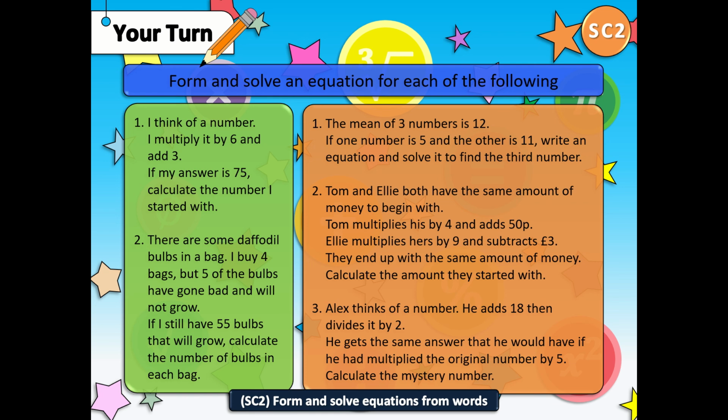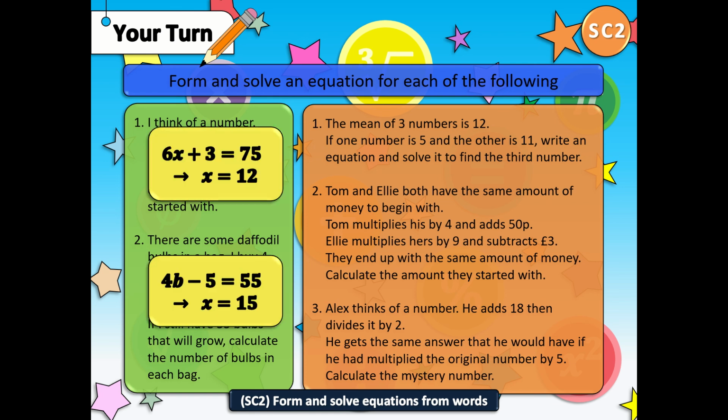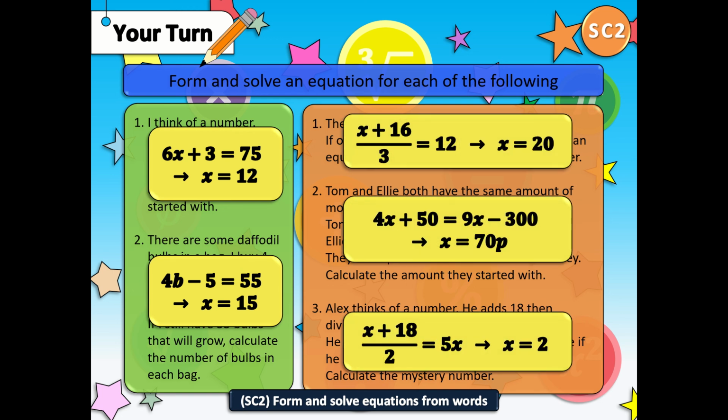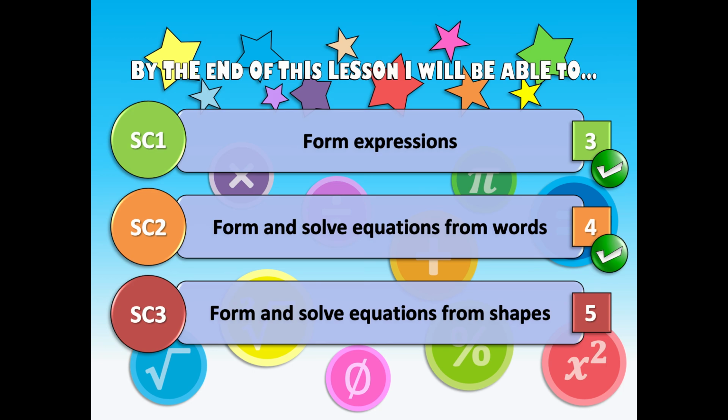Here are your answers. So there's your green answers. And there's your amber answers. Now we've completed success criteria 2.